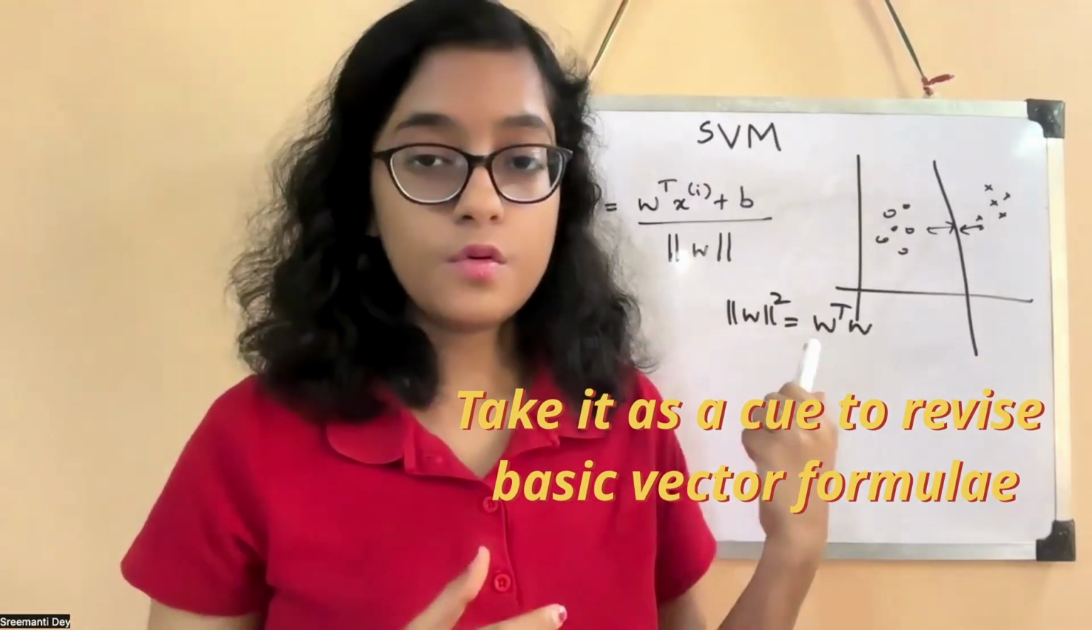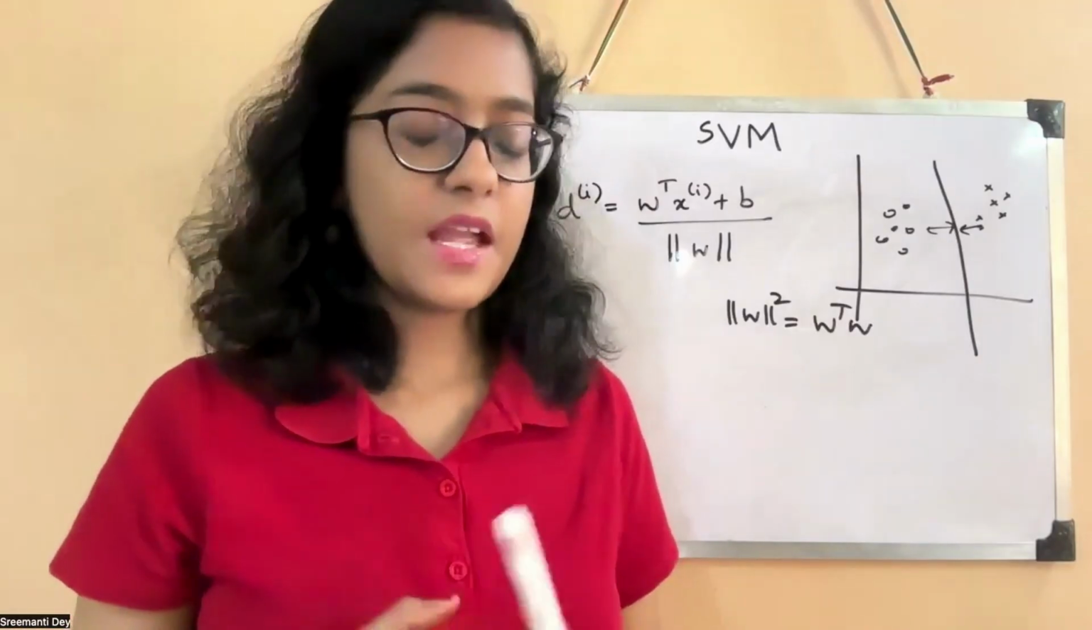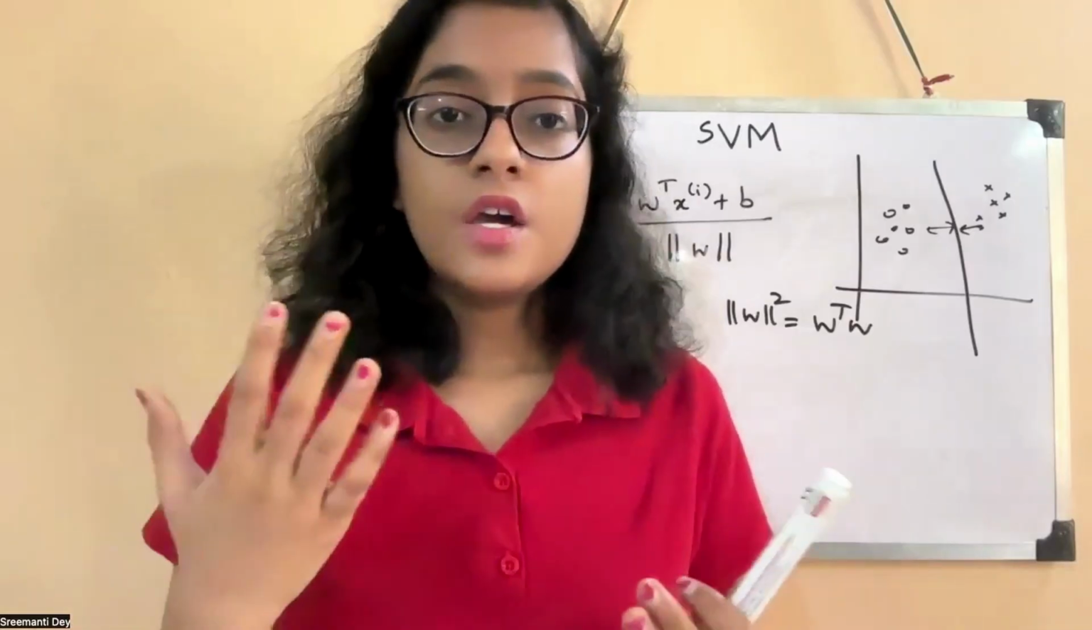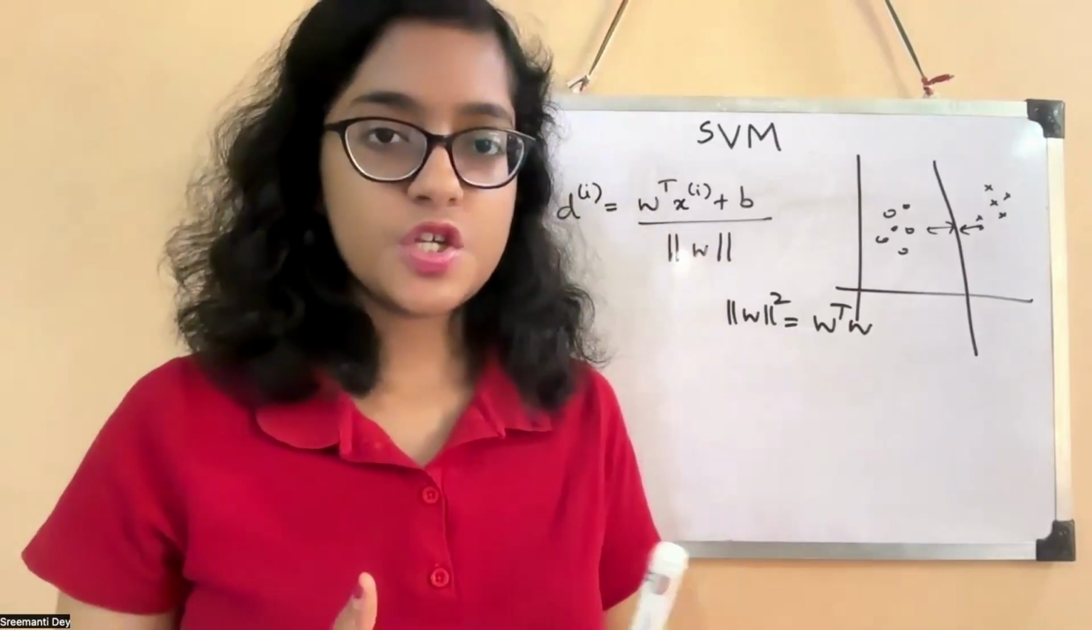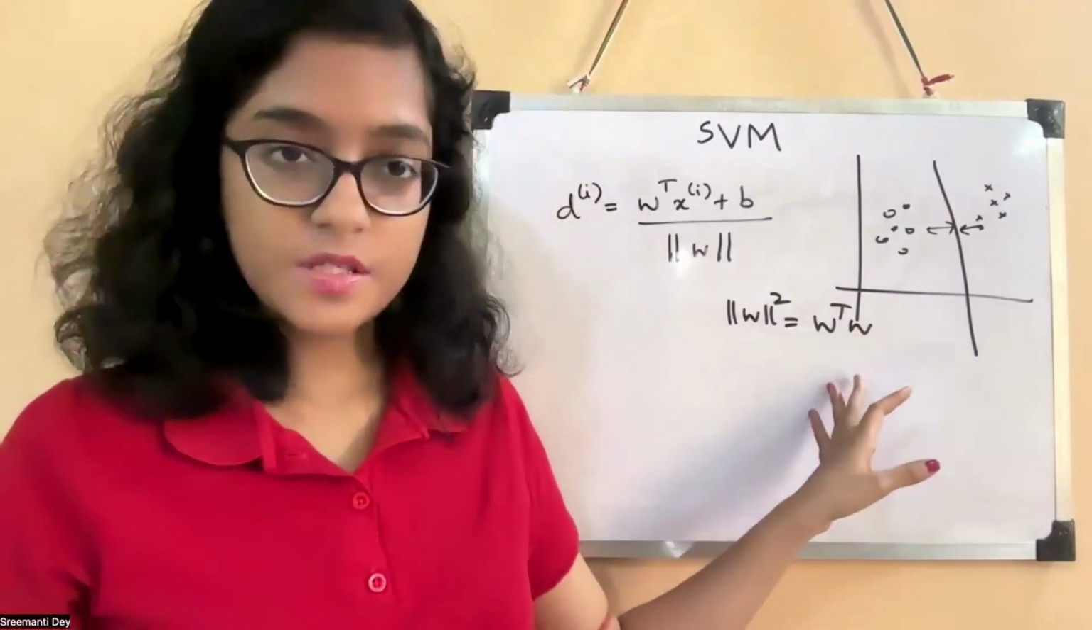Why? Because mod W is not differentiable at 0. That is why we are not able to use that. This is a very common thing in machine learning and in derivations as well. We won't use a function that is not differentiable, it complicates things unnecessarily. So we are going to use W transpose W.